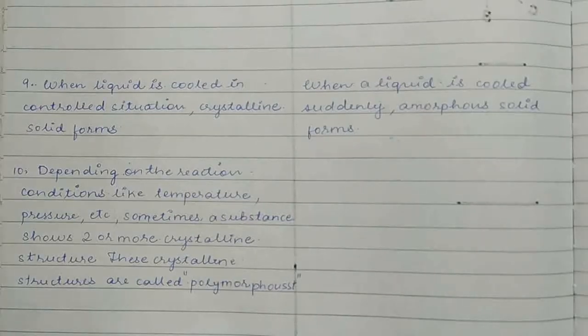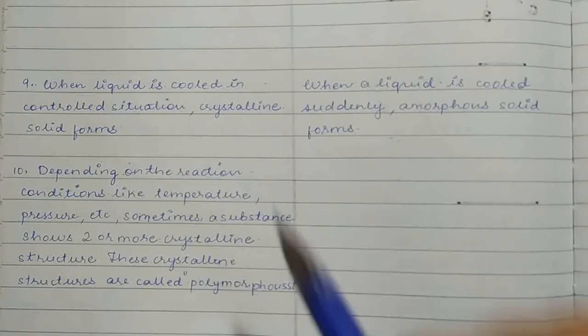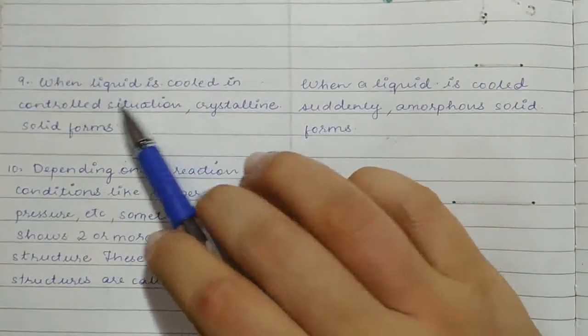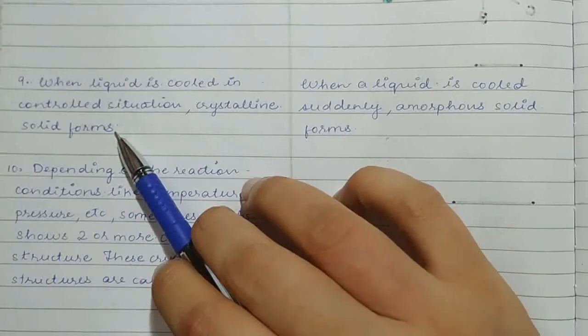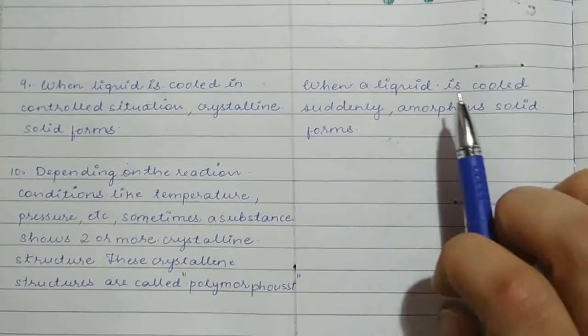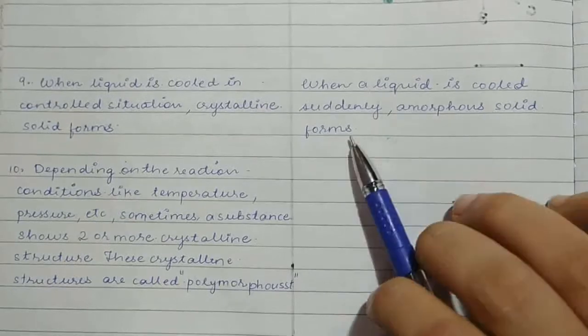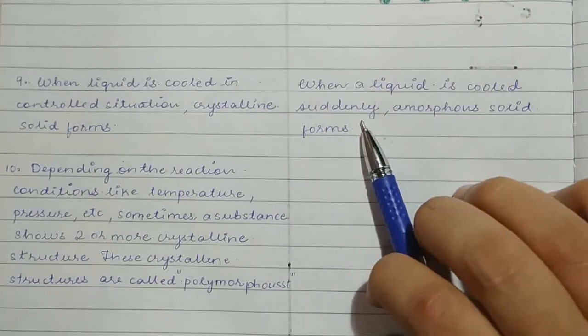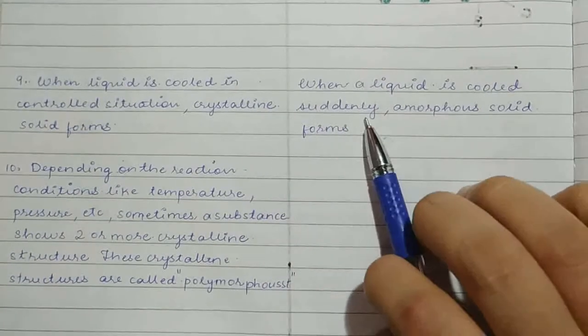Okay, the next point is when a liquid is cooled in a controlled situation, a crystalline solid is formed. And when a liquid is cooled suddenly, an amorphous solid forms. This is one more point of difference between crystalline and amorphous solids.